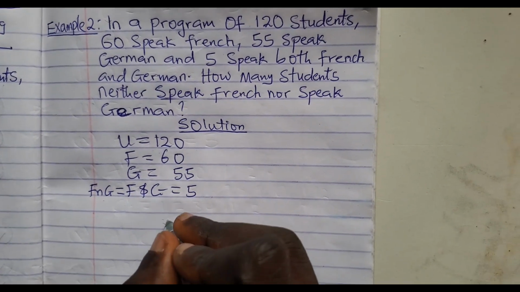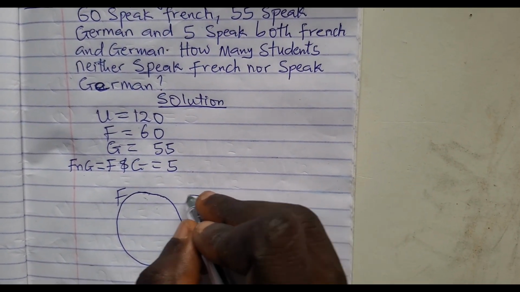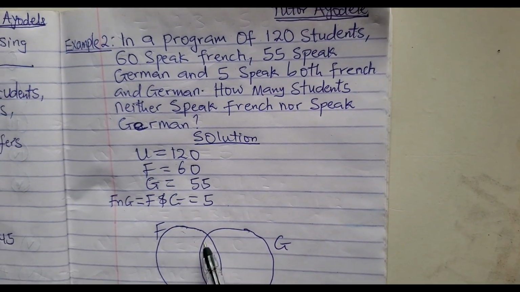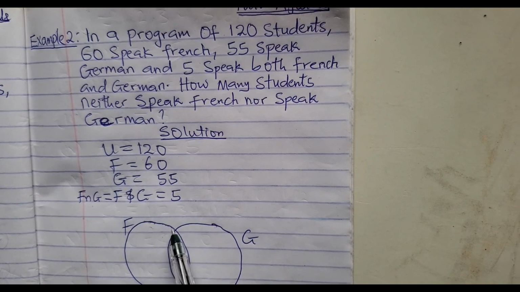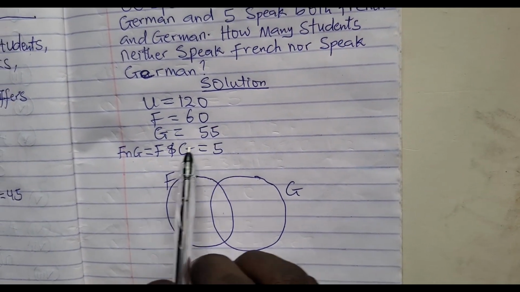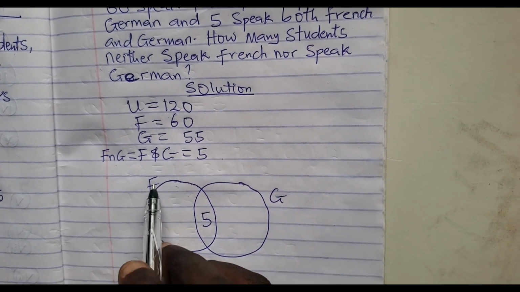We have French. Let's represent this to be the French, and we have German. Let's represent this to be the German. Now, this shape here represents people that speak both French and German, because it's part of French and it's also part of German. So they are what? People that speak both. They are 5. So let me put 5 here.